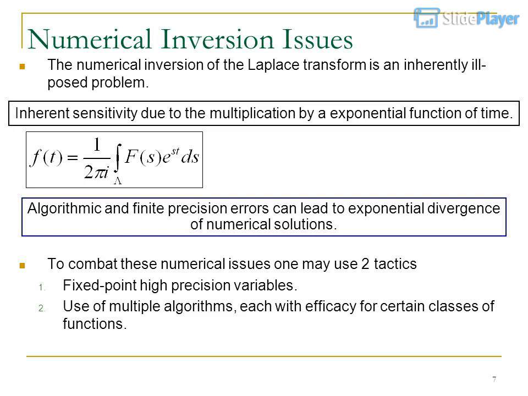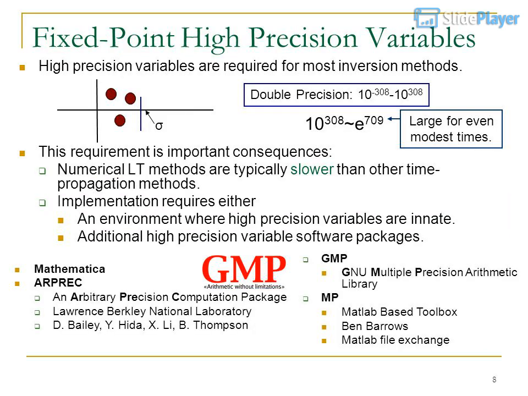Numerical inversion issues. The numerical inversion of the Laplace transform is an inherently ill-posed problem. To combat these numerical issues, one may use two tactics: fixed-point high-precision variables, and use of multiple algorithms, each with efficacy for certain classes of functions. There is inherent sensitivity due to the multiplication by an exponential function of time. Algorithmic and finite precision errors can lead to exponential divergence of numerical solutions.